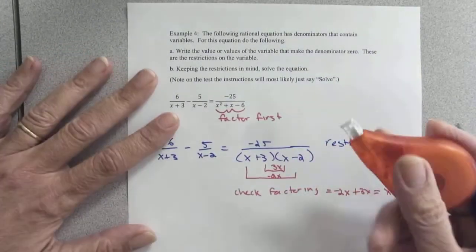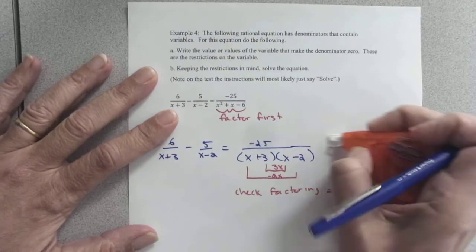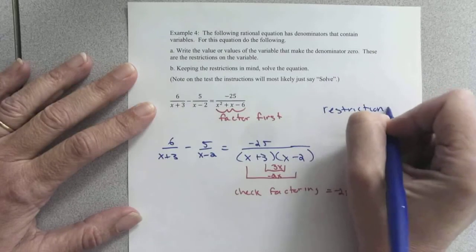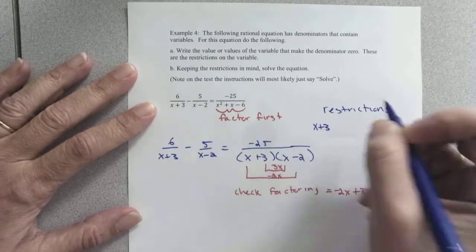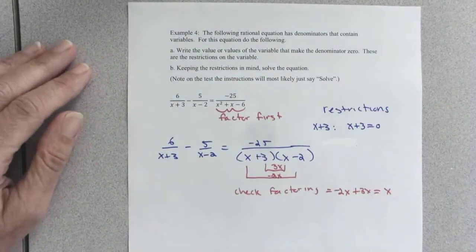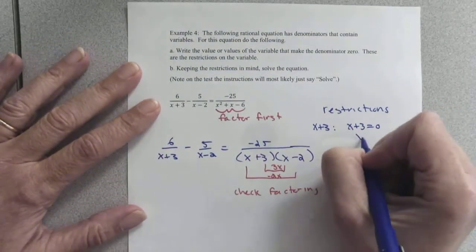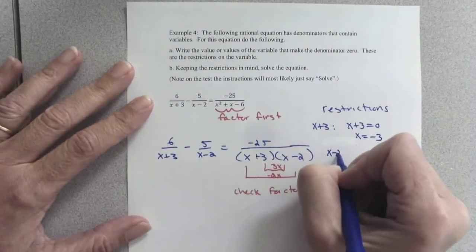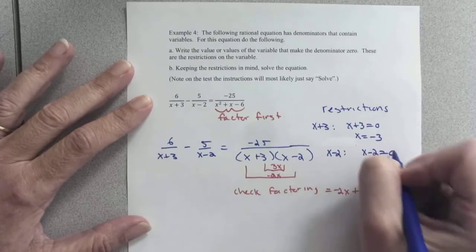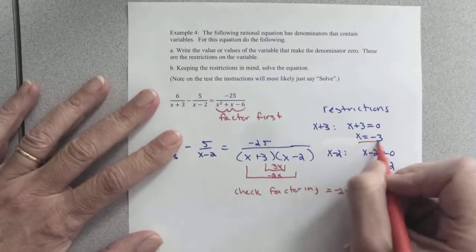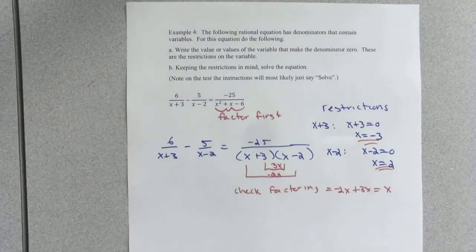And once I have it factored, I can see my restrictions. From the x plus 3, if you can't see it, just take that denominator, set it equal to 0. So from the x plus 3, I'm going to get a restriction of negative 3. And for the x minus 2, you can just set that equal to 0 and see what you get. And so I get negative 3, and 2. So my restrictions are x equal negative 3, x equal 2.